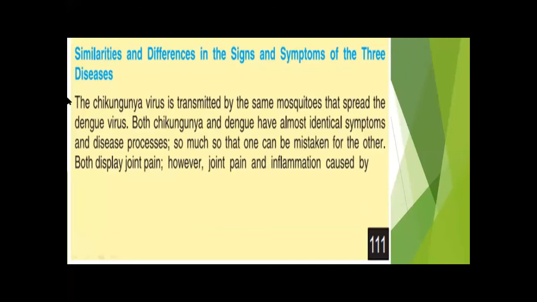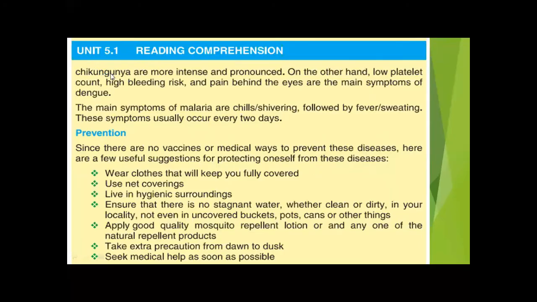Now, there is a heading of similarities and differences in the signs and symptoms of the three diseases. The chikungunya virus is transmitted by the same mosquitoes that spread the dengue virus. Both chikungunya and dengue have almost identical symptoms and disease processes, so much so that one can be mistaken for the other. Both display joint pain, however, joint pain and inflammation caused by chikungunya are more intense and pronounced.